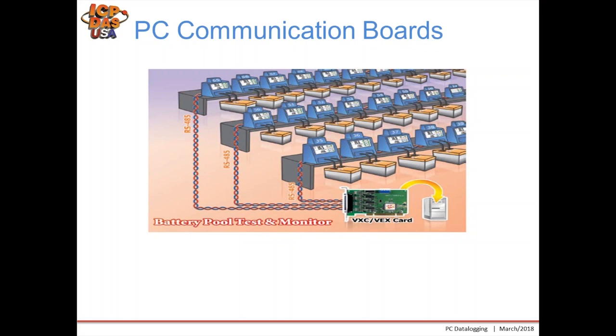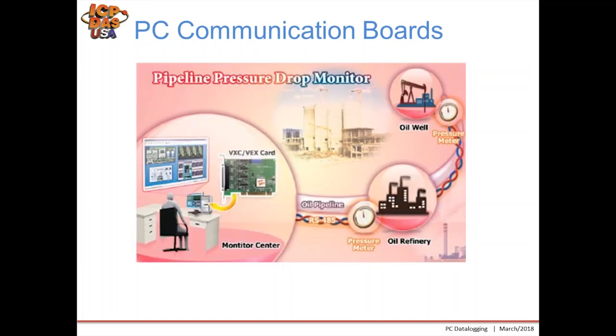Okay, another application that some of our cards were used in is monitoring pipeline pressure in a refinery. This is used to verify that if the pressure drops, there's either a clog or someone needs to actually go out there and open the valve or close the valve.